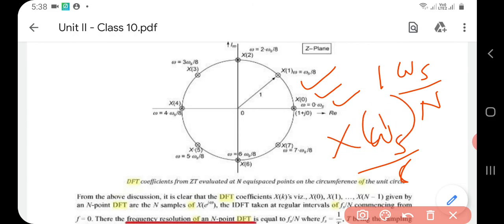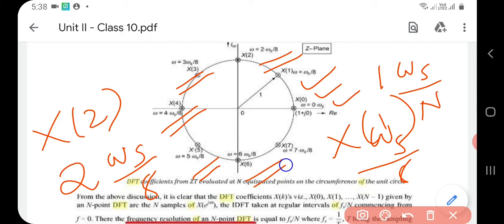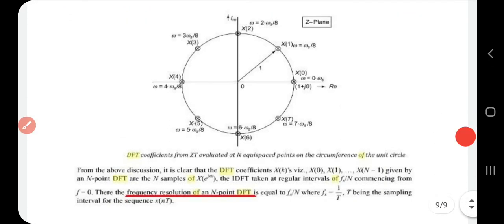Then how will you get X of 2? The DFT corresponding to this will be at 2 into omega s by 8, as written here. So it is sampled at regular intervals, and up to this you get. What is the last one? N minus 1. Here since N is equal to 8, the last one will be 8 minus 1, so that will be 7 into omega s by 8. This is how the sampling is done, as per these particular frequencies, demonstrated using a circle.